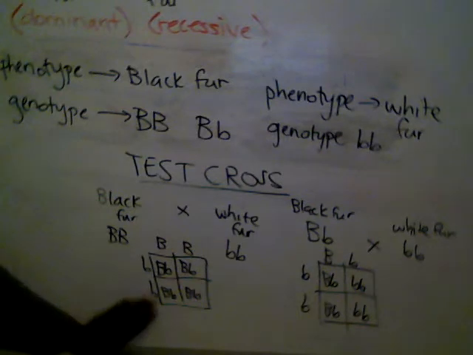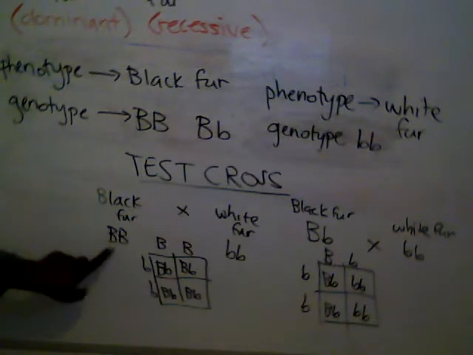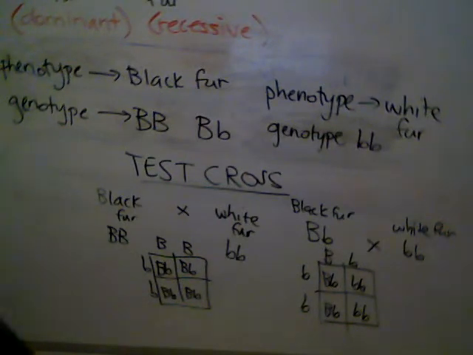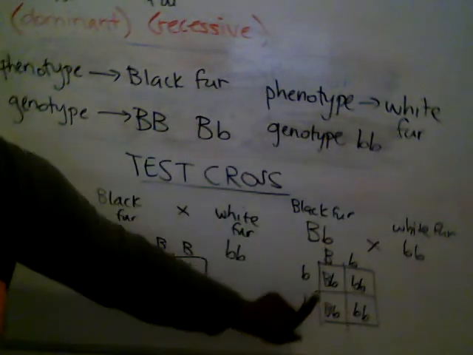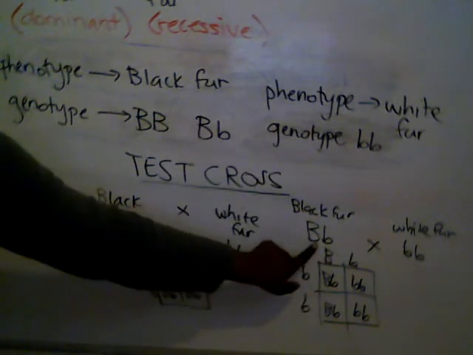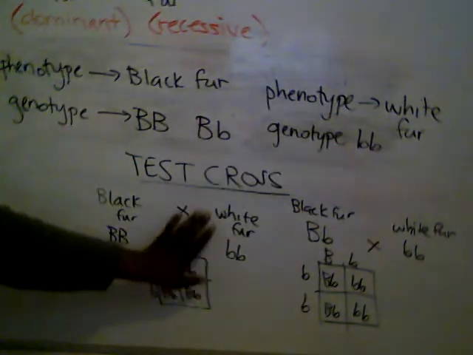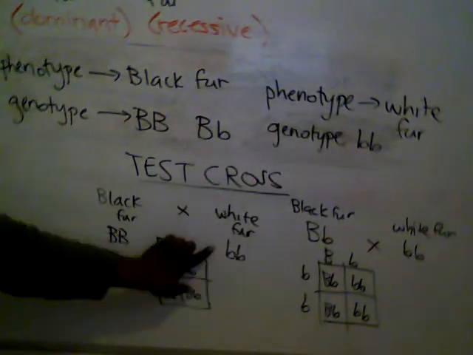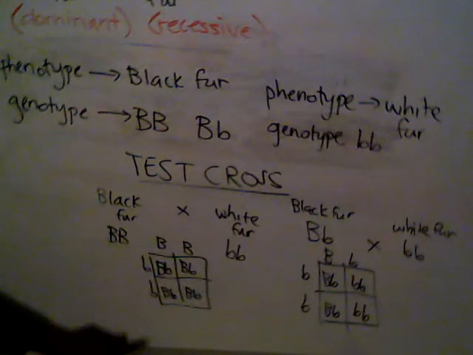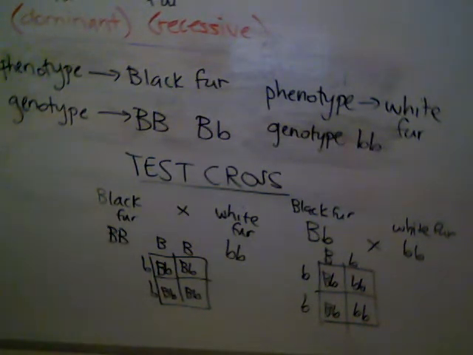So if all the offspring came out black, then that means that black furred rabbit had to be big B. If when we cross them, some of their offspring come out black and some also come out white, then that means that black fur had to be big B, little b. So anytime you have a test cross, you just cross that unknown with a homozygous recessive, and you look at what the offspring are. That way you can work backwards and figure out what the unknown parent must have been.